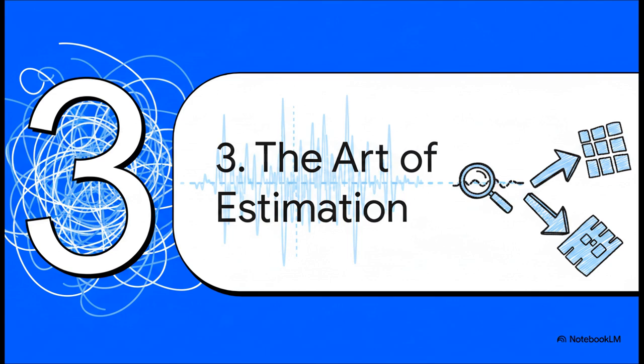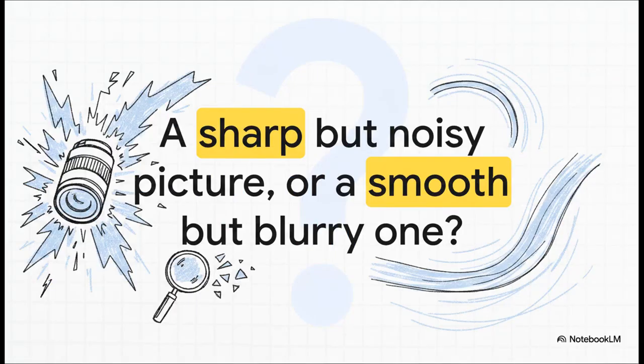It's a fundamental trade-off in how we decide to estimate that spectrum. And that choice really boils down to this one question. When you're looking at your data, do you want a picture that's super detailed and sharp, but maybe a little bit noisy and uncertain? Or would you rather have a picture that's smoother and more reliable, even if it's a bit blurrier on the details?